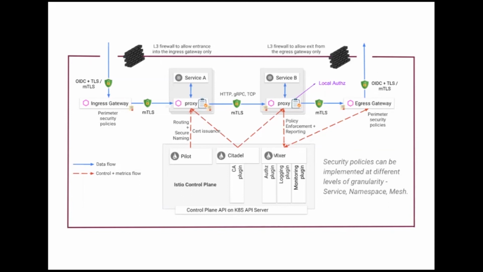And next is Citadel. Citadel is a certificate authority plugin, or you can say it is an authentication and authorization plugin. It can provide the authentication and authorization information to the proxy so that it can take care of authentication and authorization. Citadel is for authentication and authorization, and it can also do certificate authority work. And next is the logging plugin and monitoring plugin, which can collect the information, and Mixer can do that for you. So Mixer will handle all these cross-cutting scenarios.